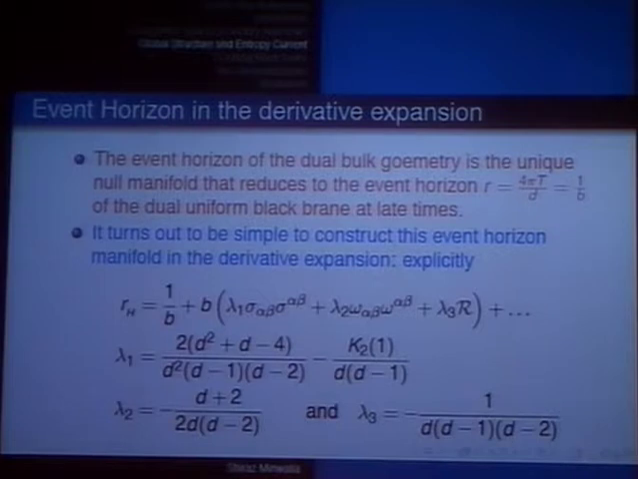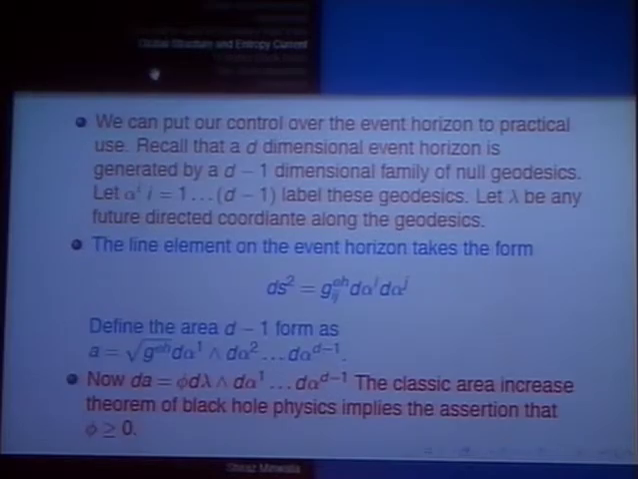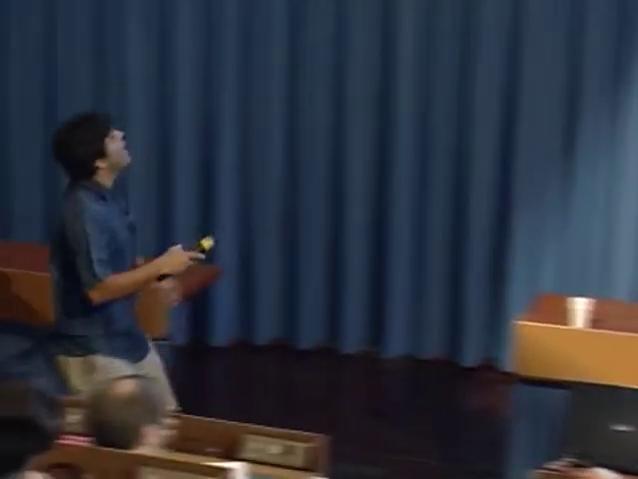So the position of the event horizon at x mu depends locally on the temperature and velocities at x mu. That's quite incredible. You know, in this situation, the event horizon is not this non-local beast that we've all learned to fear. Okay, so now we can put our control over the event horizon to practical use.